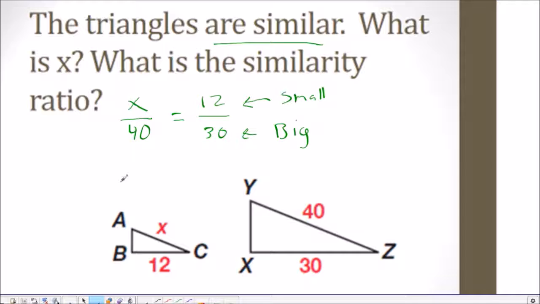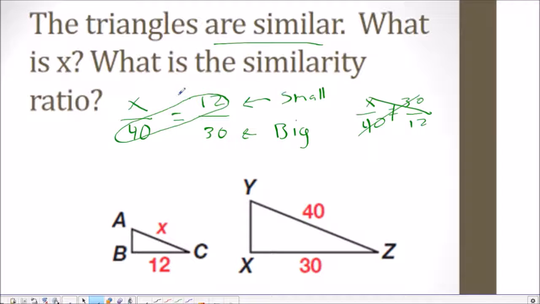Here's where you'd get in trouble. If you instead said x over 40 and you put 30 over 12, that would be wrong. And here's why. Because x comes from the small shape, so you have small compared to big, and then you have a bigger number compared to a smaller number. It's not consistent, so that does not work. This will work. Now, if you'd like to pause the video and try to simplify this out, go for it. If not, let's watch.